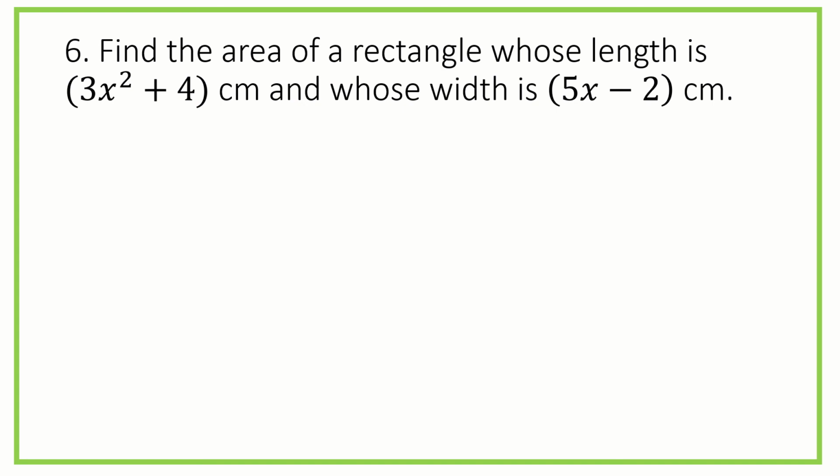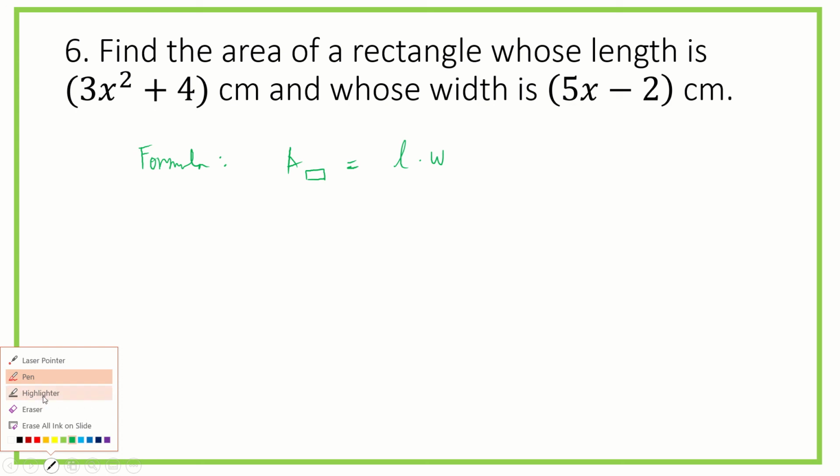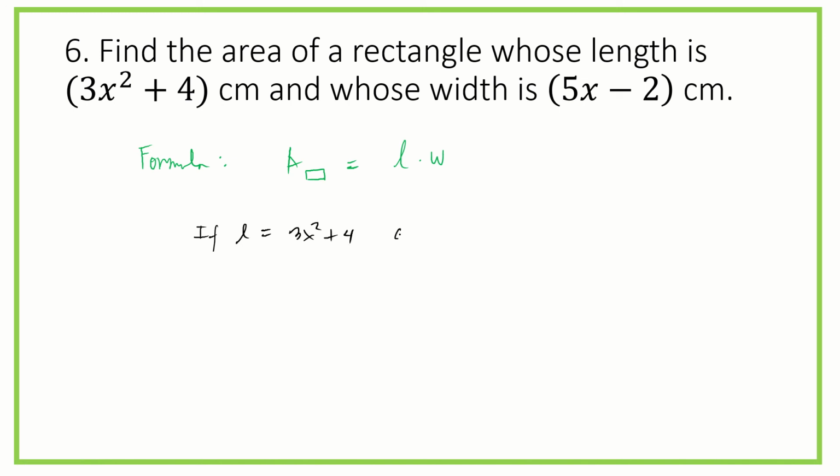Let's have example 6. Find the area of a rectangle whose length is the quantity of 3x squared plus 4 centimeters and its width is 5x minus 2 centimeters. So take note that we're dealing with area of a rectangle here, and the formula for area of a rectangle, again, putting a miniature symbol for rectangle here means area of a rectangle. So area of the rectangle is length times width. So in other words, to find the area, all you need to do is to substitute. Given that L is equal to 3x squared plus 4 and the width is 5x minus 2. So what we're doing right now is the skill of evaluating, given the expression L times W.